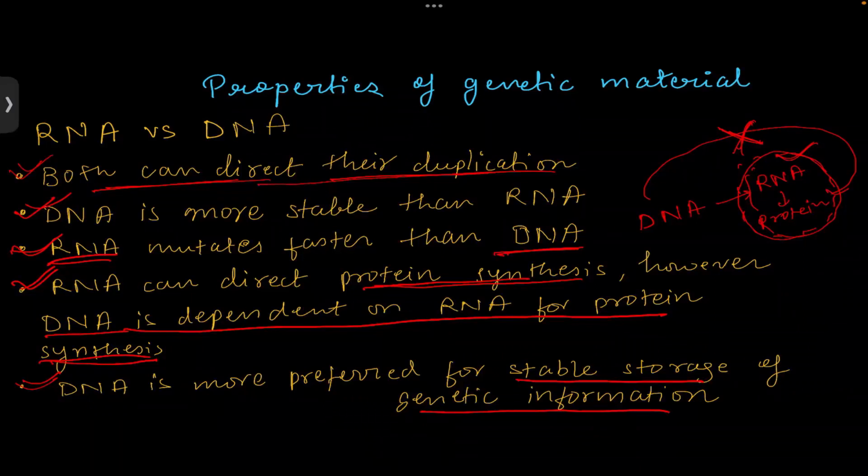In the next class, we will talk more about DNA, how it gets replicated, how RNA is formed from DNA through transcription, and how protein is formed from RNA through translation. All these topics will be covered one by one in the subsequent classes.